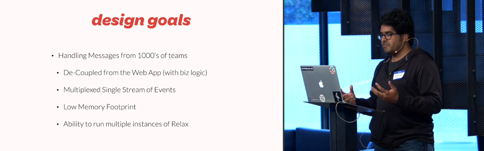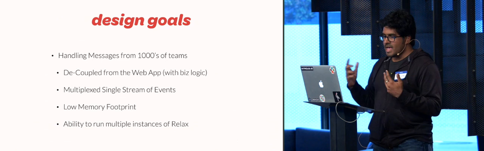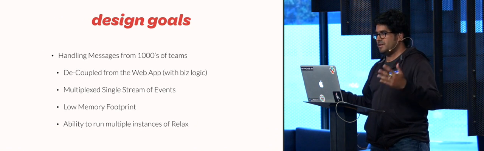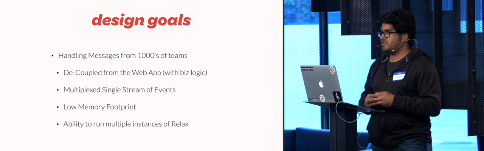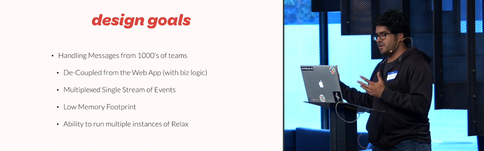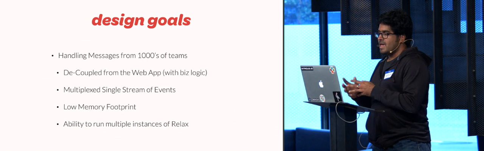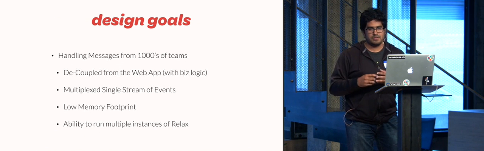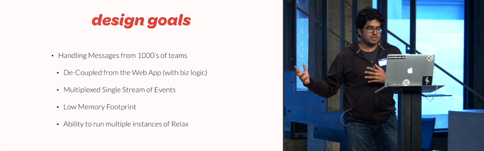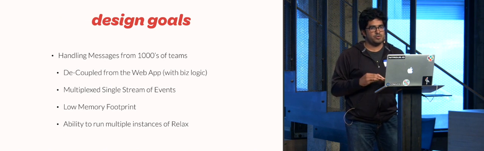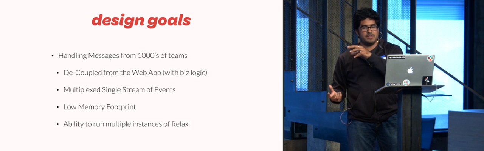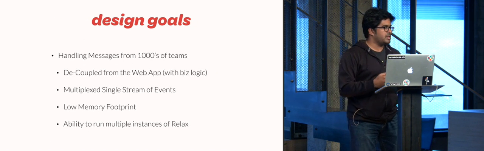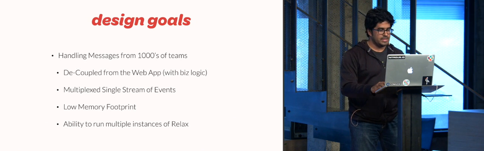It has a low memory footprint. As a person who's bootstrapping this stuff, I don't want to spend too much money on infrastructure, so being able to run this on a single Heroku dyno would be great. I also wanted the ability to run multiple instances of Relax without sacrificing things like message duplication, for example. So I should be able to run multiple instances of Relax and only get one copy of a single event down to the Rails app so that the Rails app can deal with it.